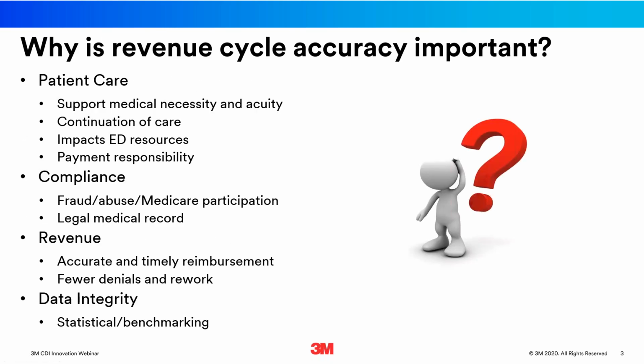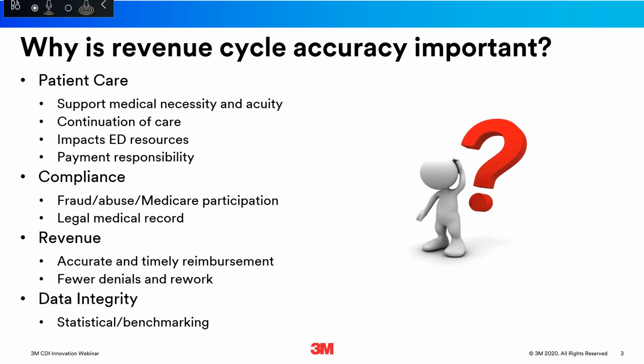So why is revenue cycle accuracy so important? One of the main reasons is patient care. We need to make sure that we're supporting medical necessity and the acuity of our patients. Our job as coders is to tell the story about how sick the patient is using our codes.